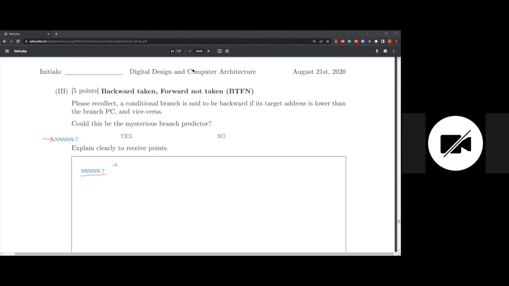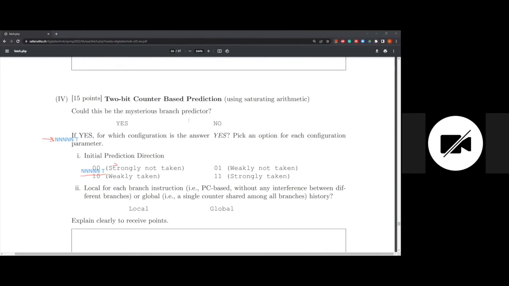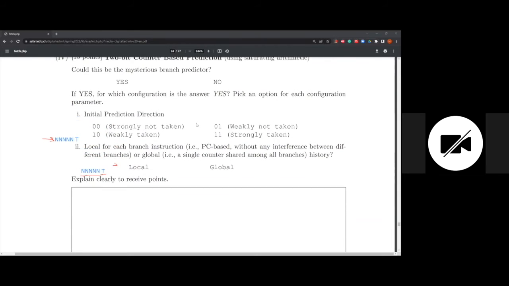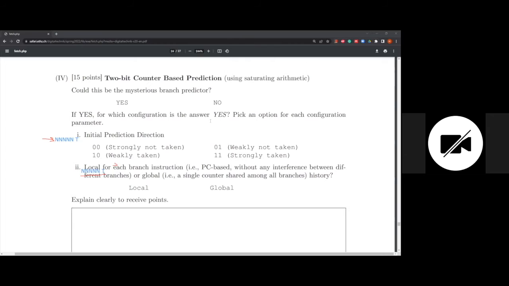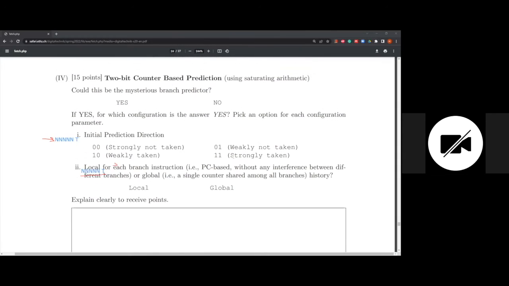Okay, and then this is the last part. This is a 2-bit counter-based prediction. Just to remind you how this works, we have a 2-bit history, which again can be either local, per branch instruction, or global, shared across branch instructions.